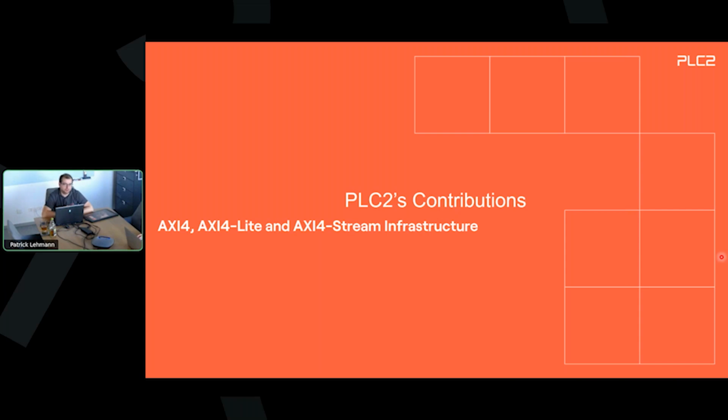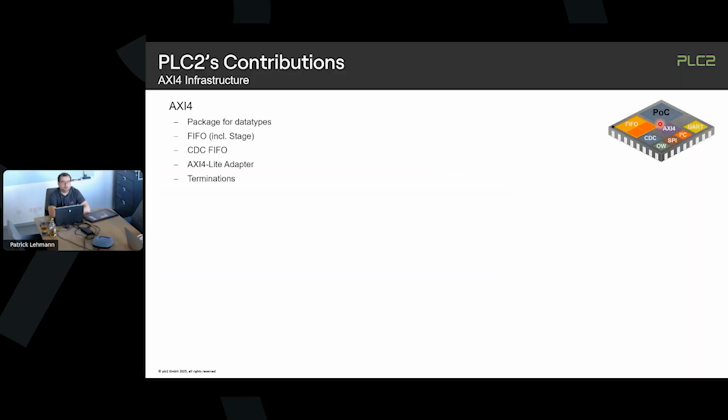Now I would like to come to the contributions that PLC2 did in the past. And one of the big topics is the AXI4 Lite and AXI4 Stream infrastructure that PLC2 developed internally and which was now open source. So with AXI4, we get, of course, packages and new data types for the AXI4 infrastructure. We have a FIFO that's implementing directly the AXI4 memory mapped interface, including a staging option. So in case you need a stage just to decouple the critical path on AXI4, this is available.